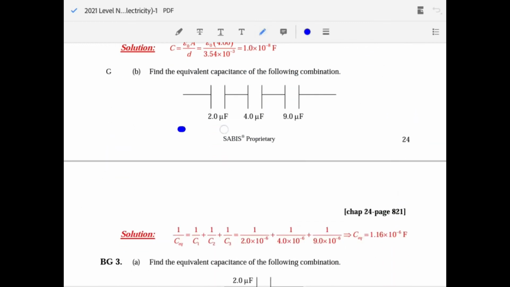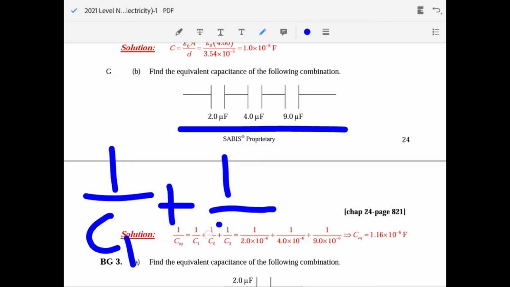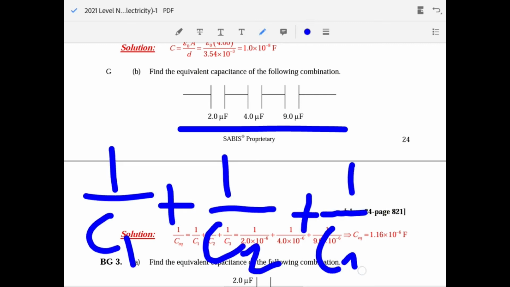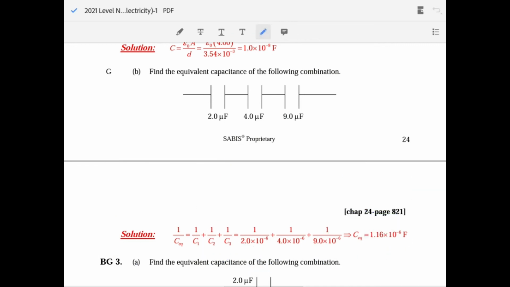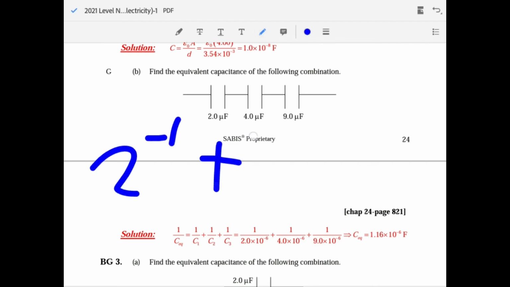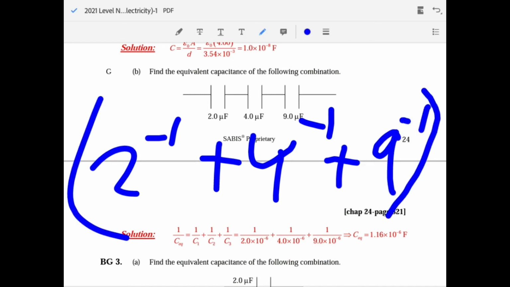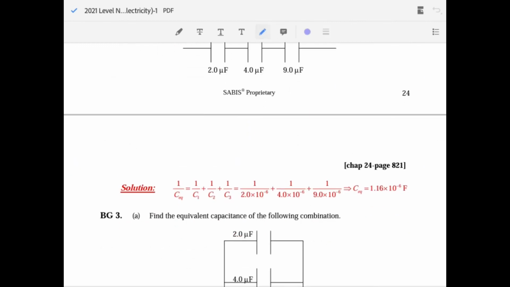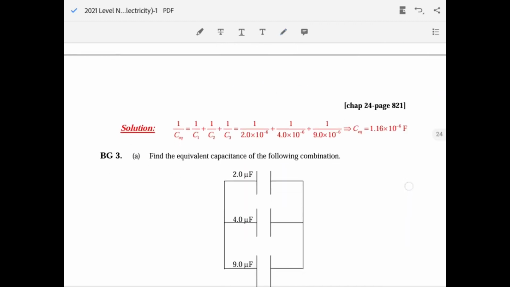Equivalent capacitance. For capacitors in series, they act like parallel resistors. So it will be 1 over C1 plus 1 over C2 plus 1 over C3 is equal to 1 over C total. In the calculator, what you can easily do is just do 2 inverse plus 4 inverse plus 9 inverse, then put parentheses and inverse that, and you'll get the answer, instead of trying to write the formula. And since all of them are micro, you don't have to worry about putting 10 to the power minus 6, you just put it at the end, and you get the answer.